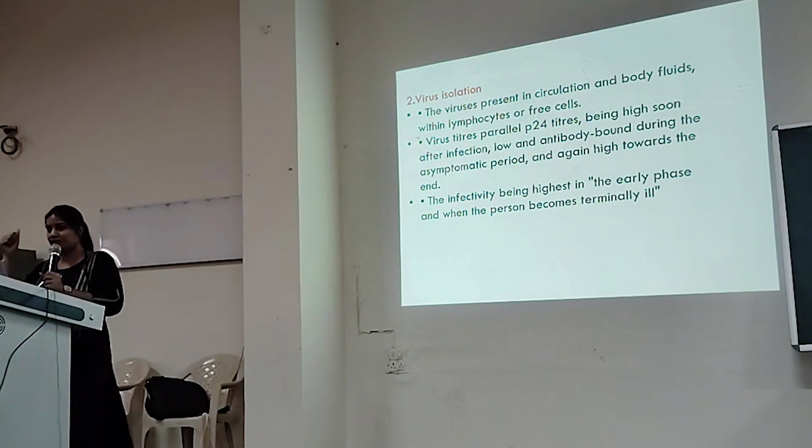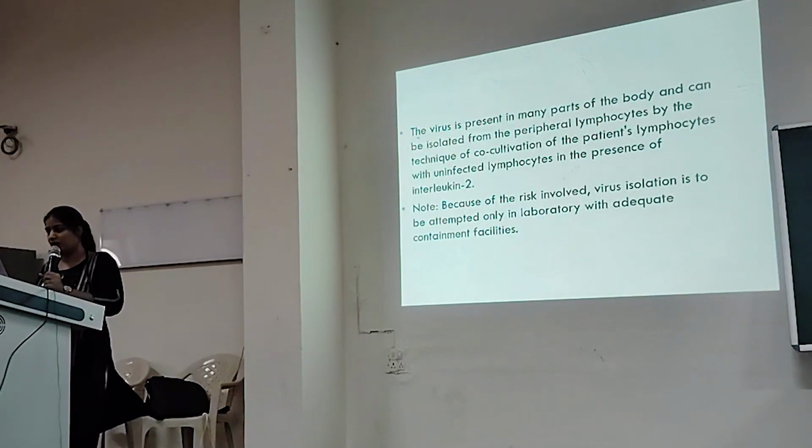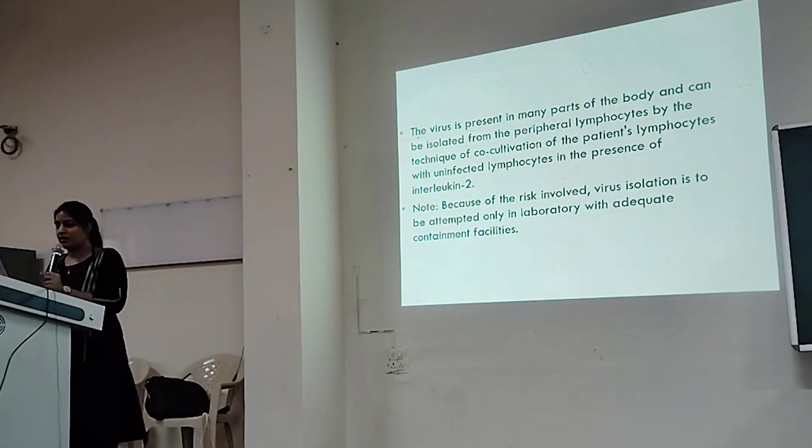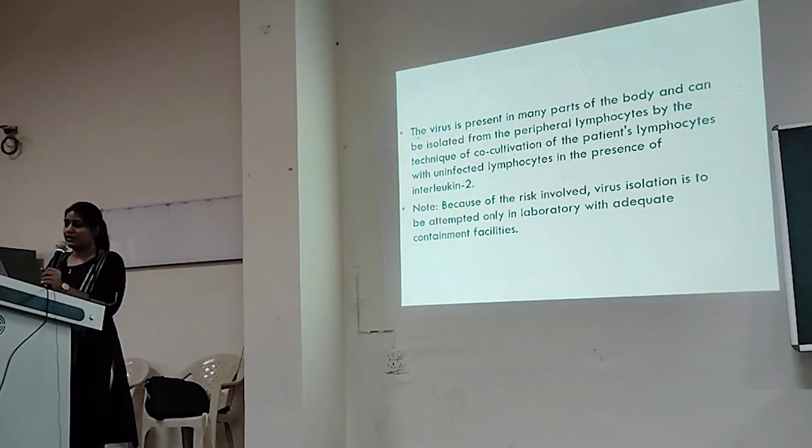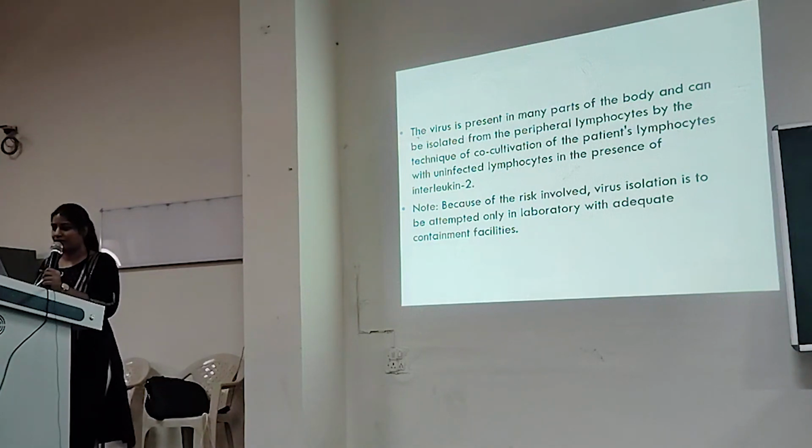If the virus is isolated, it can be due to either acute infection or when the patient becomes terminally ill, when viral isolation will be more. After isolating, the virus can be co-cultivated with uninfected lymphocytes in the presence of interleukin 2. But virus isolation should not be done in every lab. It should be done in a laboratory with adequate containment facility.